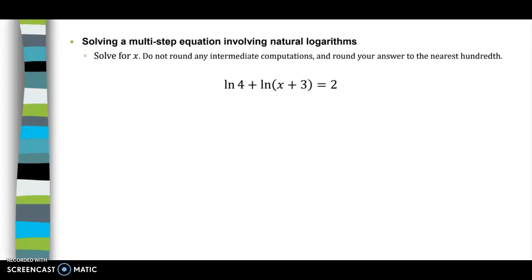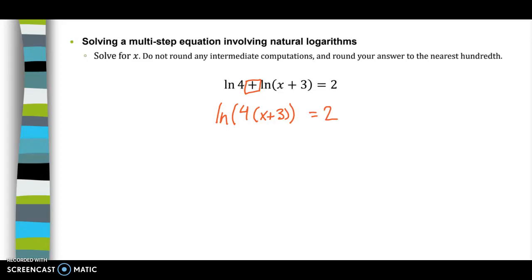Let's go ahead and look at this next one. Here we have two natural logs: natural log of 4 plus natural log of x plus 3 equals 2. But in order to put it in exponential form, I need to combine these natural logs into one natural log. The plus sign hints to the product property. So when I have a natural log plus a natural log, I can do the natural log of what's inside being multiplied, so 4 times x plus 3, and that's still just equal to 2.